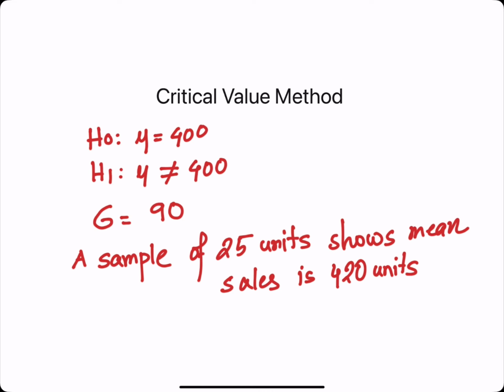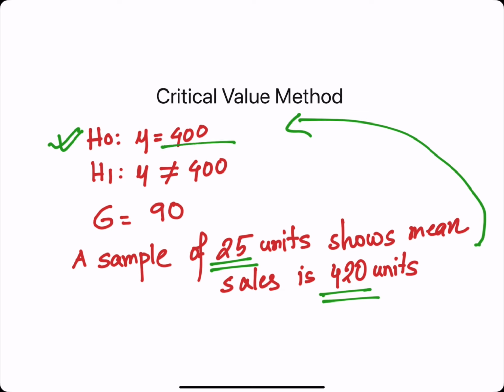Now, let's say this summer, based on a sample of 25 units, the mean sale was 420 units. So now let's form our hypotheses. The null hypothesis represents the status quo, that is the historical average of 400, and we consider that there is some change, which is reflected in the alternative hypothesis that the mean does not remain equal to our historical average. And let's say the population standard deviation is 90.